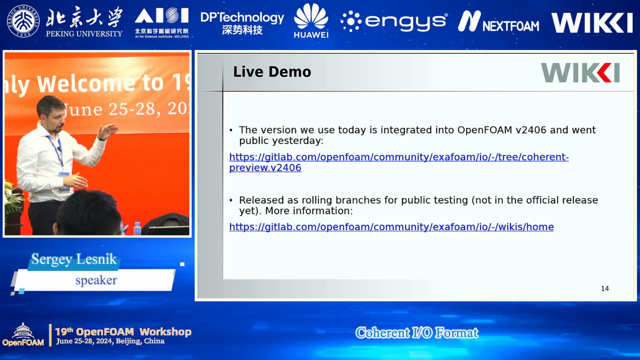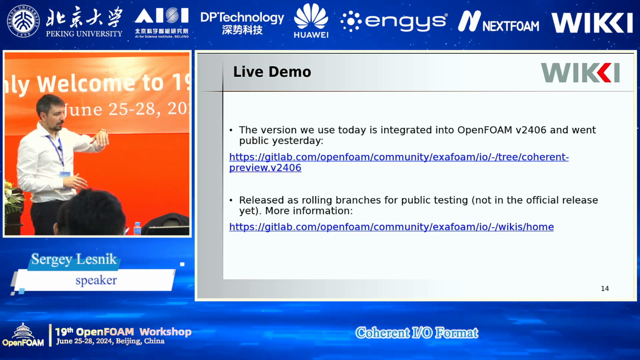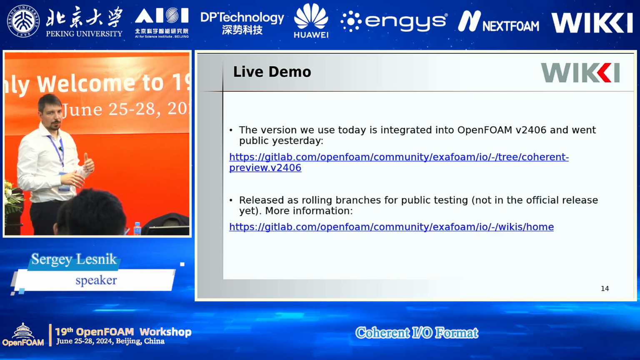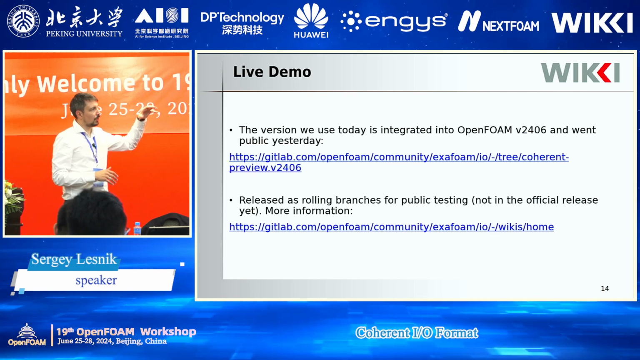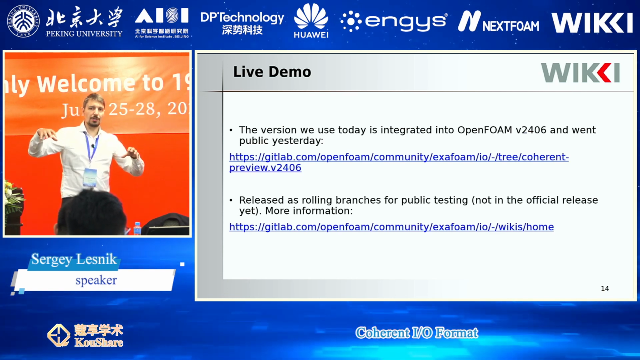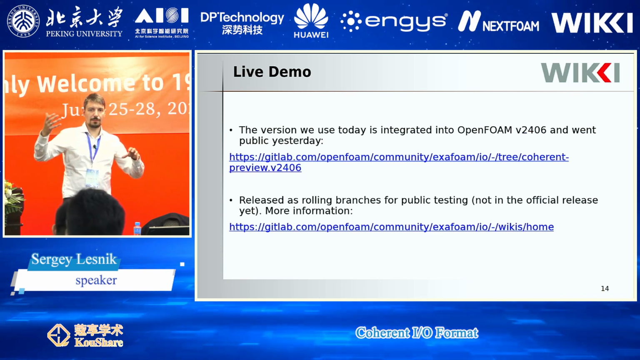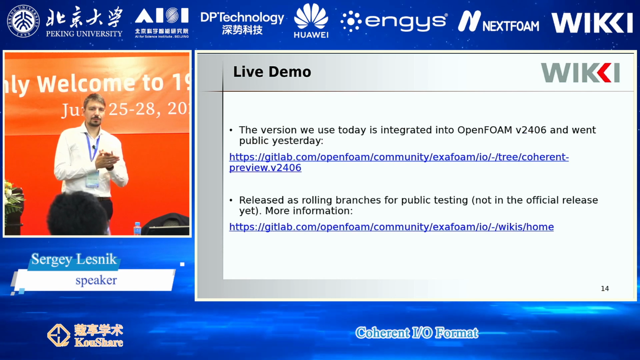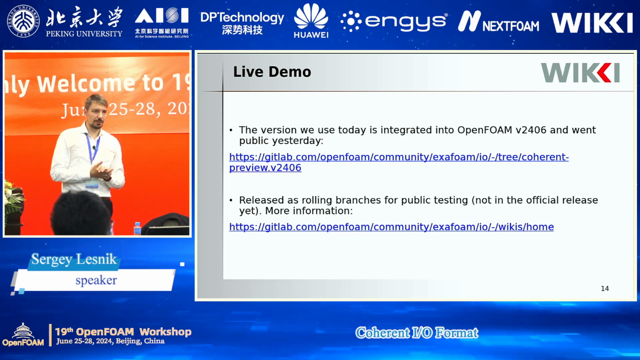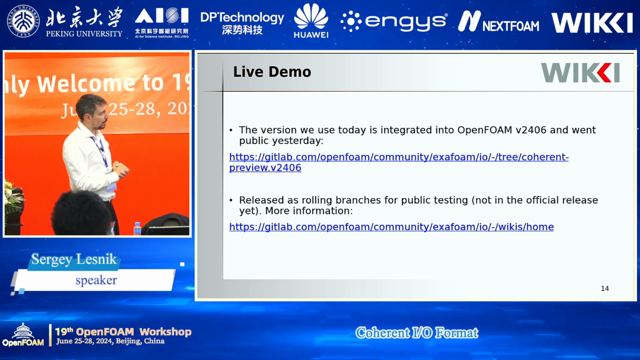But the good news is that it's different now from a year before. Now we can mix the formats. So you can use the Coherent format for geometric fields, and if you have some additional data for post-processing, some function objects, you can use the collated format for this, for example, or for whatever, right?